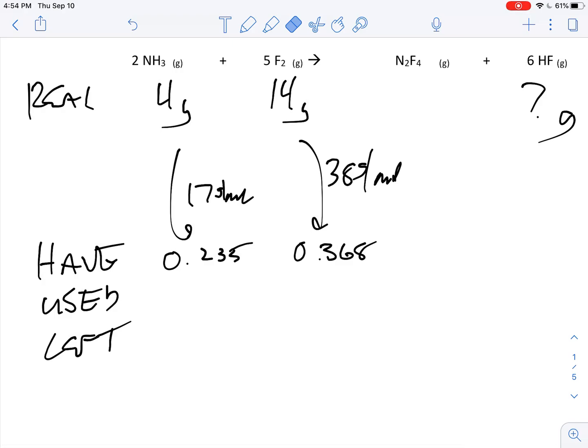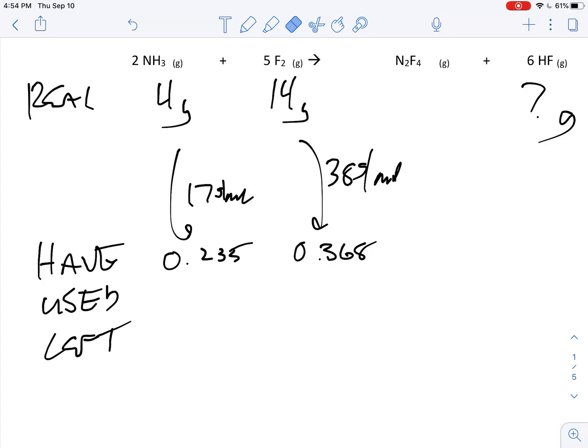So, which one of these do I use? Do I use the 0.235 to figure out what's going on over there, or do I use the 0.368? Because one of them is going to run out first. In order to do these problems, you're going to have to make an educated guess to figure out which one you're going to run out of. If you're wrong, it's really not that big of a deal. You just go back and do the problem over again. So maybe you look at this and you say to yourself, I think I'm going to run out of the 0.235 because there's less of it. Perfectly valid guess. So let's see what happens.